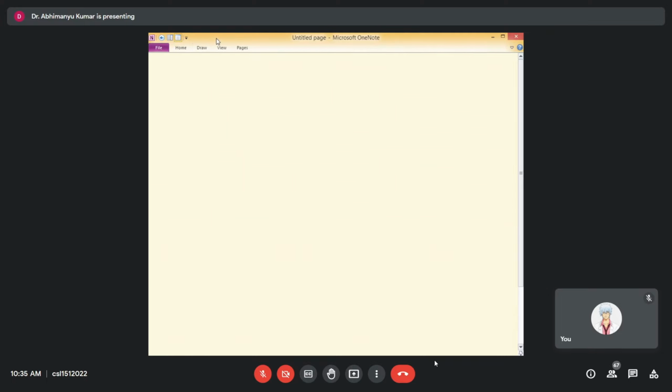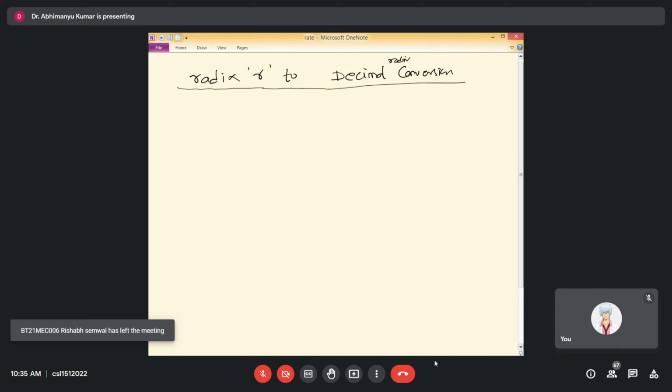Now first I'm converting, I'm discussing from the radix R to decimal. Radix R to decimal conversion. Radix R to decimal means radix R to radix 10. Radix R to radix 10 conversion.